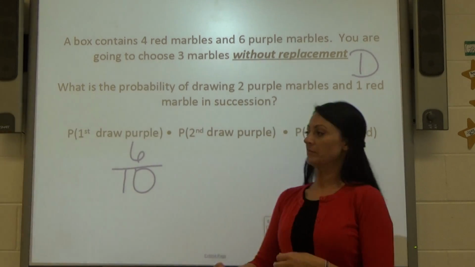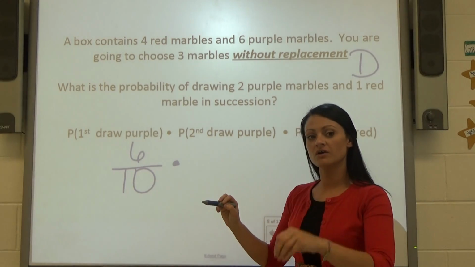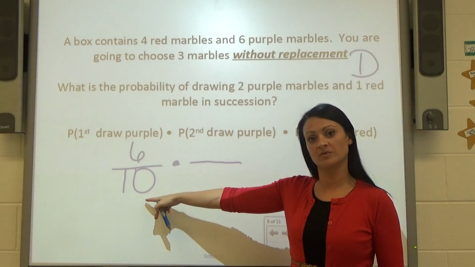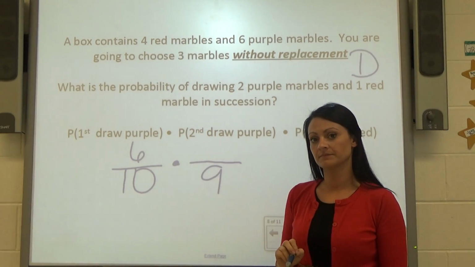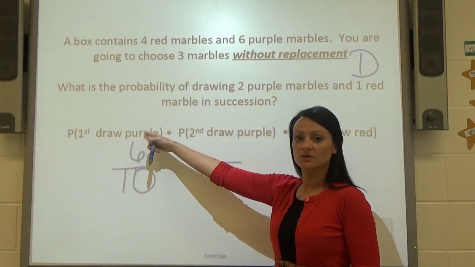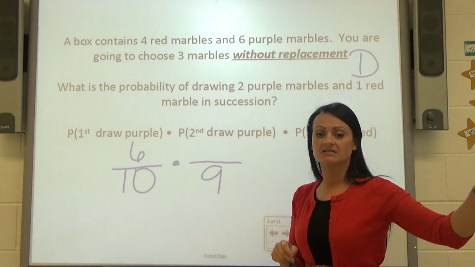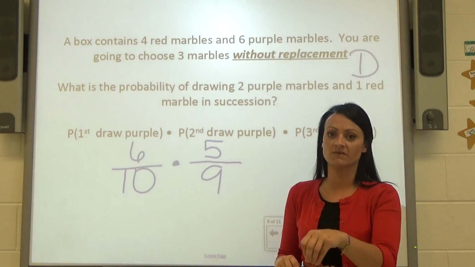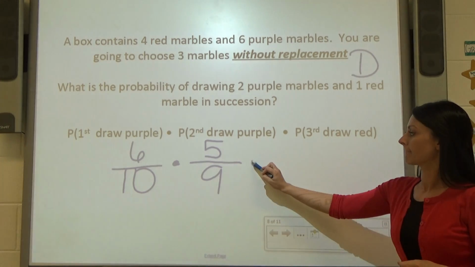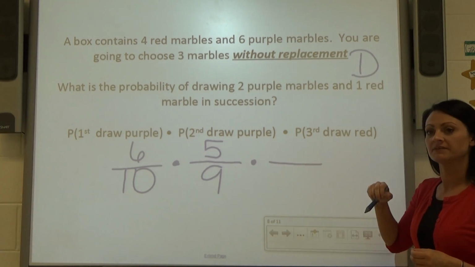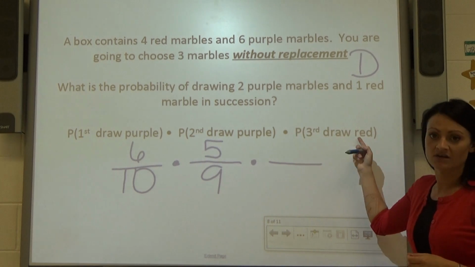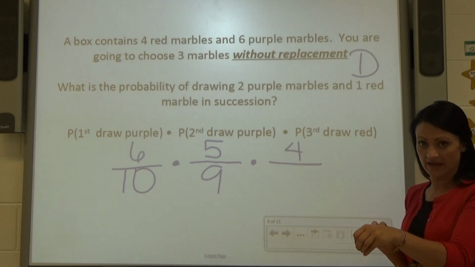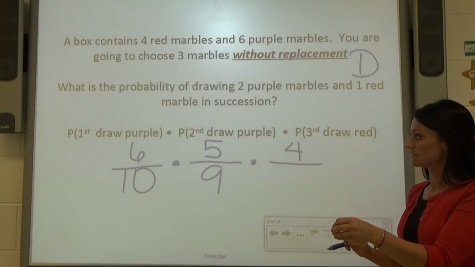The second purple marble, because I know that I've taken the marble and put it to the side, that's automatically going to change the number of marbles in the bag to 9. And because the first one I drew out was purple, and I set it to the side, now in the bag of marbles, I only have 5 purple marbles to choose from. But for this last fraction, because I have not drawn out a red marble yet, I'm going to still have all 4 red marbles in the bag. So they're all still up for grabs.